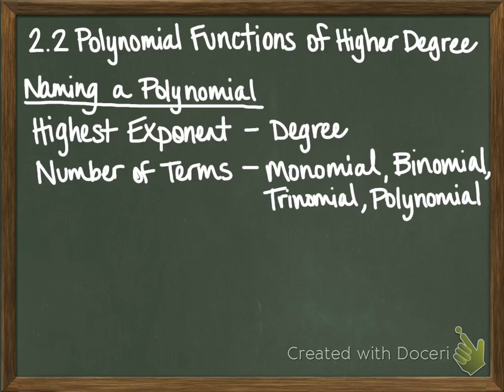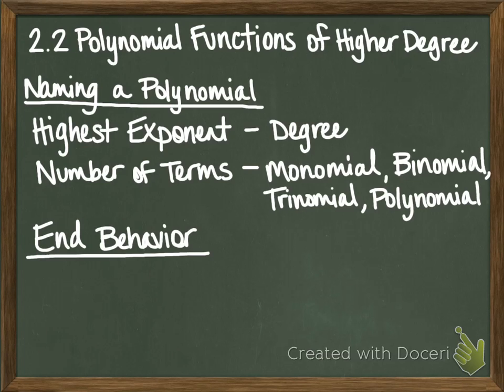Then the next thing you want to look at is the number of terms in the polynomial. So a monomial is 1 term. A binomial is 2 terms separated by a plus or a minus sign. A trinomial is 3 terms separated by pluses or minuses. And then anything after 3 we just say polynomial, or many terms.